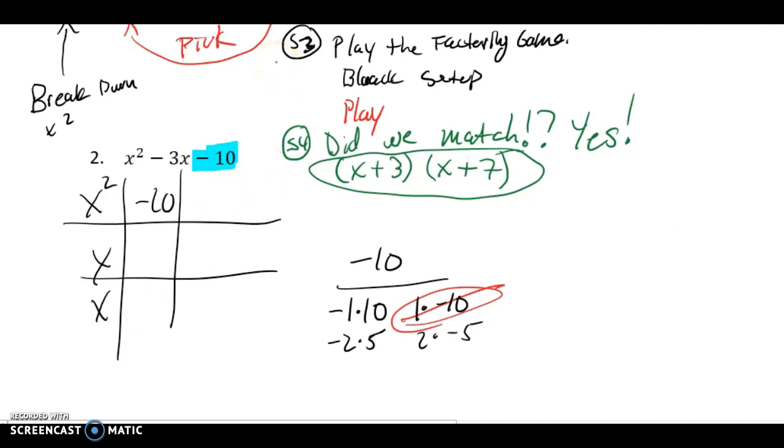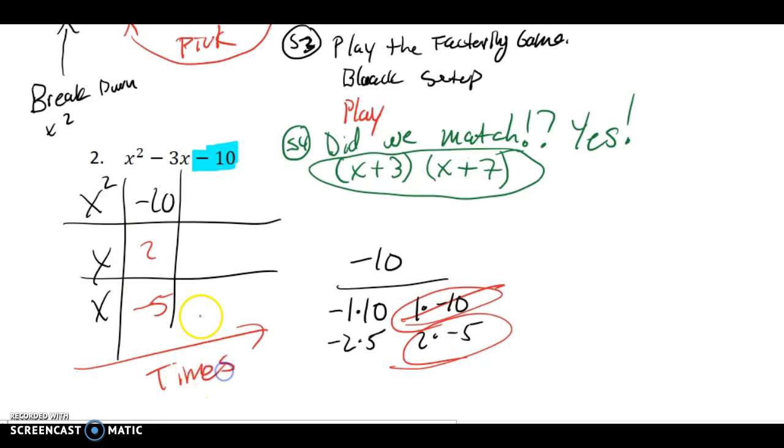Okay, so we're going to try again. That one didn't work. Let's try this one. Oh, no, I don't want to try that one. Let's try this one. So 2 and negative 5, you can guess this one's going to be the right answer. We're going to times across. So we get negative 5x, 2x, then we're going to add up. So we get negative 3x. It does match. Yes, it does. So now we have the right answer.